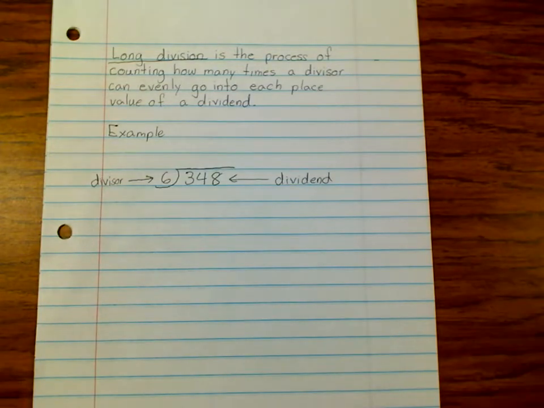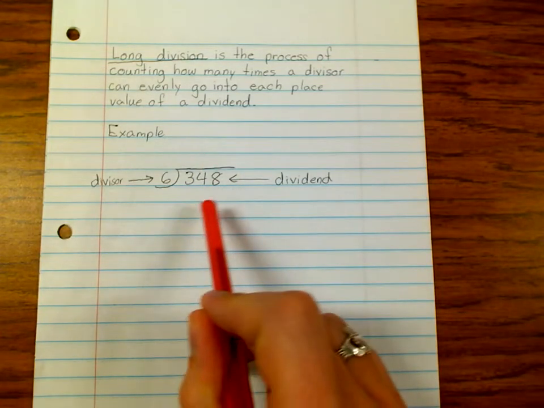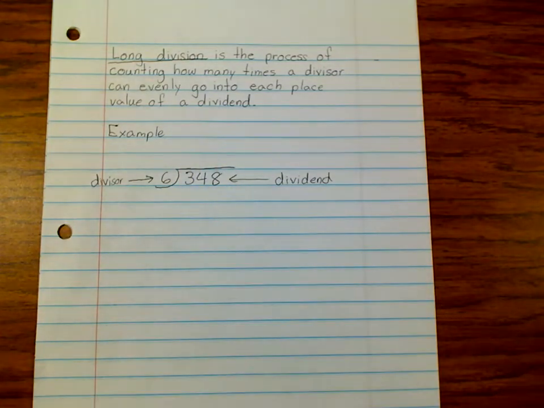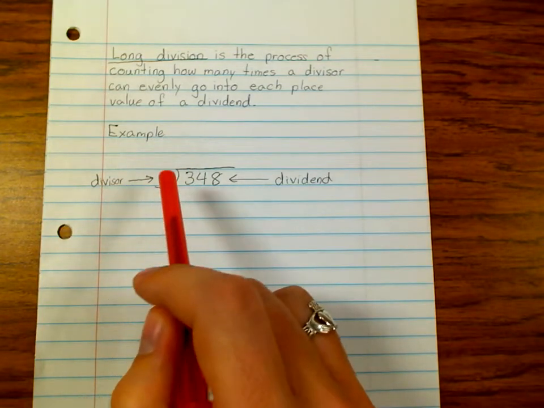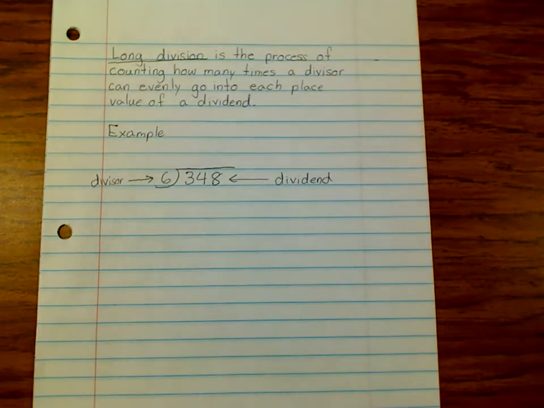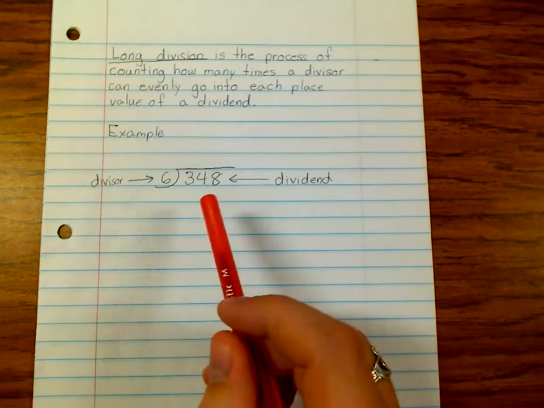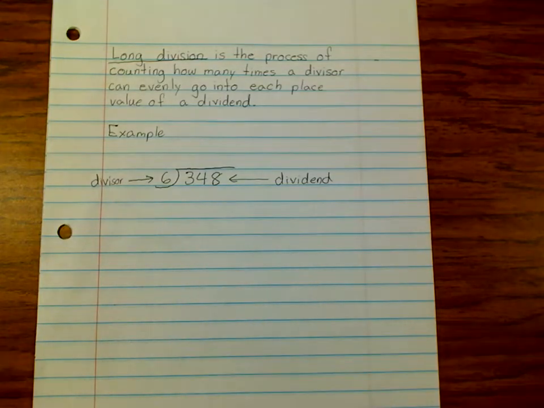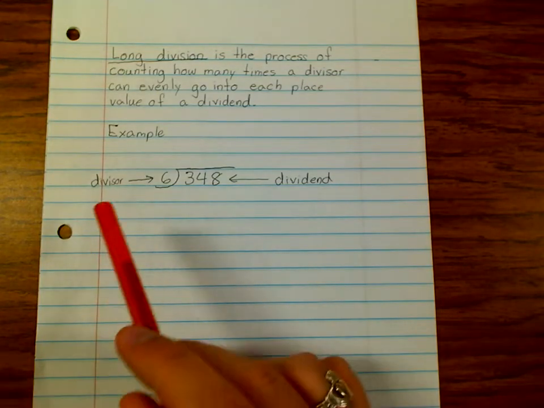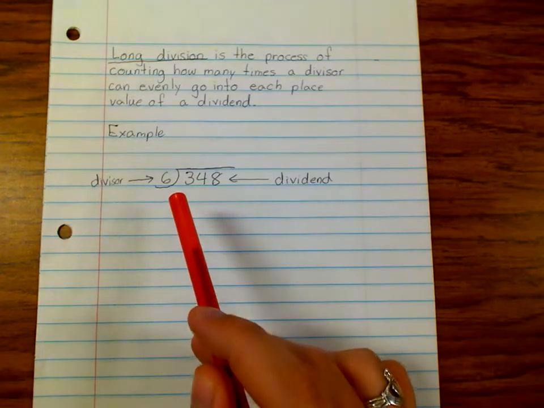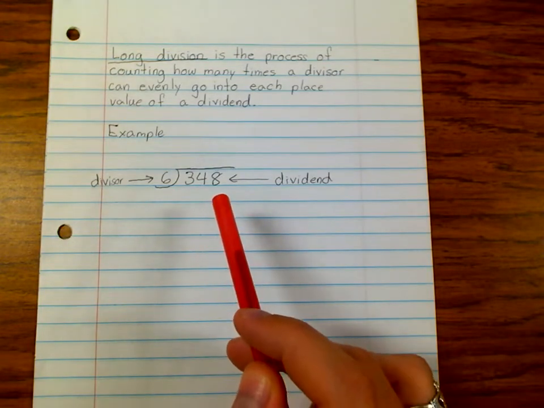Long division is the process of counting how many times a divisor can evenly go into each place value of a dividend. Now, if you guys don't remember, the dividend is the number we're splitting or dividing into equal groups. The divisor is how many equal groups we're going to split that up into. Now, rather than trying to take this on all at once, I'm going to go through the place values and see how many times 6 can evenly go into each place value.